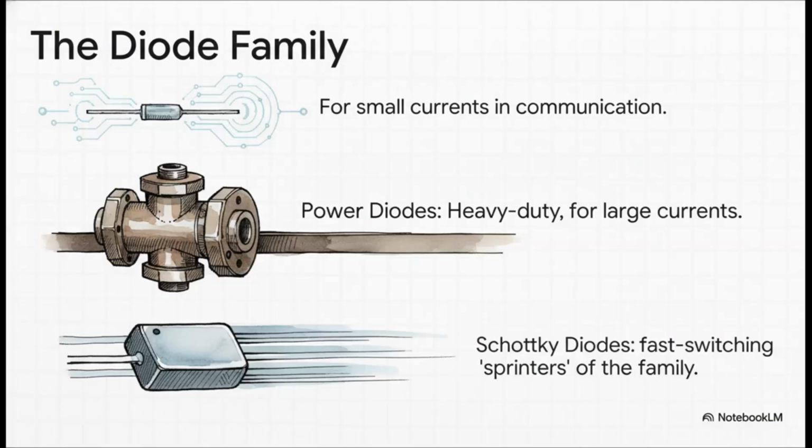And besides LEDs, you've got all these other specialists. Signal diodes are built to handle tiny, delicate currents in things like radios. Power diodes are the heavy lifters, made to handle huge currents. And then you have Schottky diodes. They're the sprinters of the diode world, able to switch on and off incredibly fast. Each one is a one-way valve, but it's optimized for a very specific job.